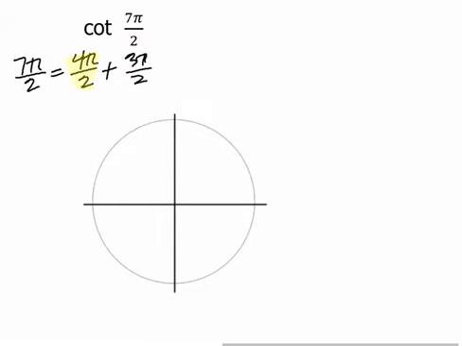4 pi over 2 is back to where you started. So it's like it didn't even really happen. So what I'm going to do is find 3 pi over 2 on the unit circle. I know where 3 pi over 2 is, and I know the coordinates of that point on the unit circle. The unit circle has radius 1, so this will be x is 0 and y is negative 1.